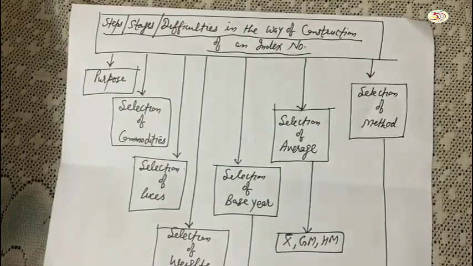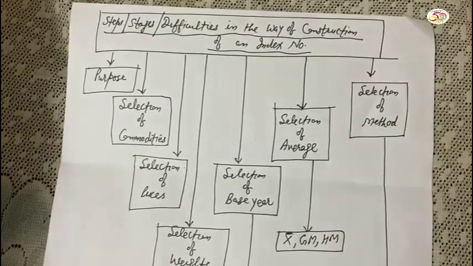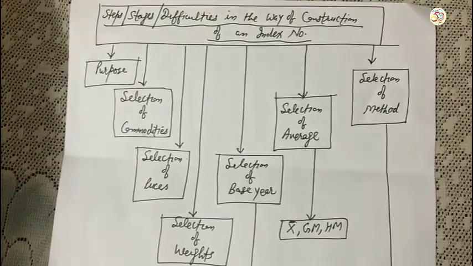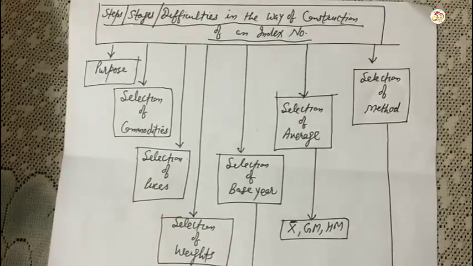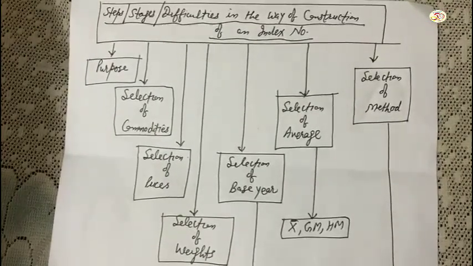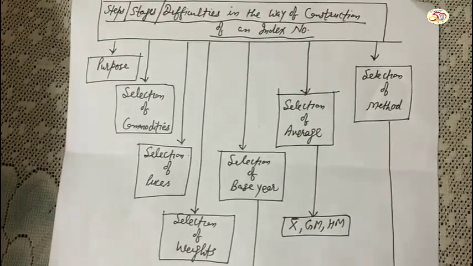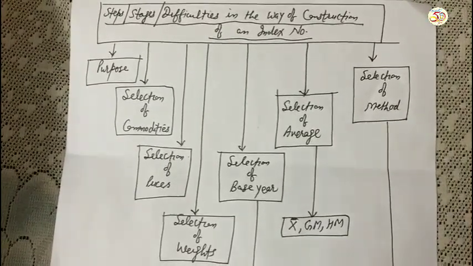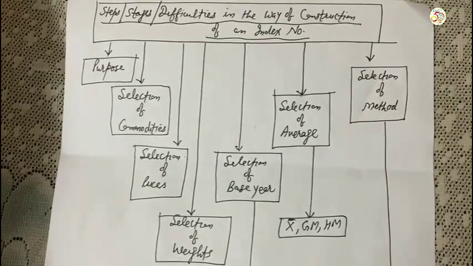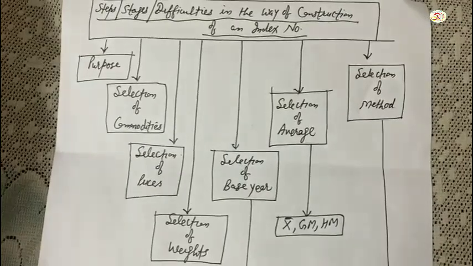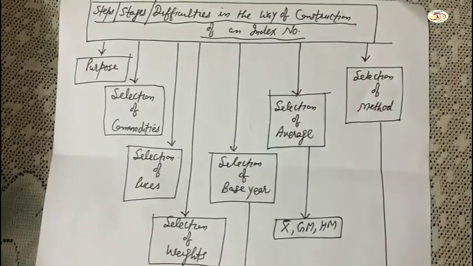Selection of prices. Prices may be retail prices or it may be wholesale prices. Price quotations, they will tell which prices are to be taken, whether prices with tax or without tax are to be considered. Next is selection of weight. If different commodities have different importance, then we allot weights to them. So in this case, weights are to be allotted to different commodities.